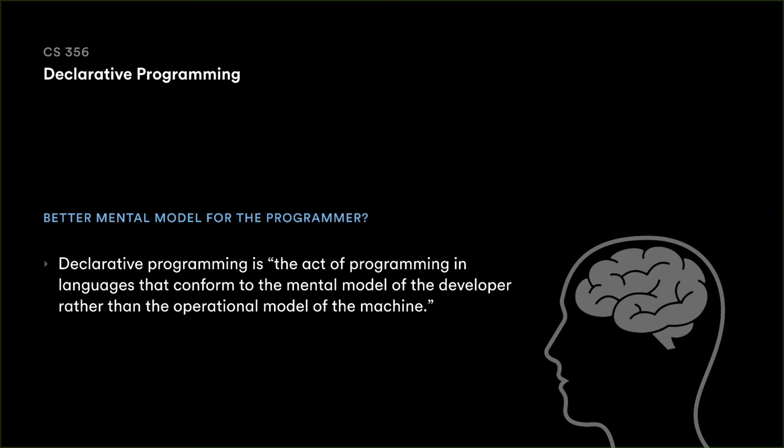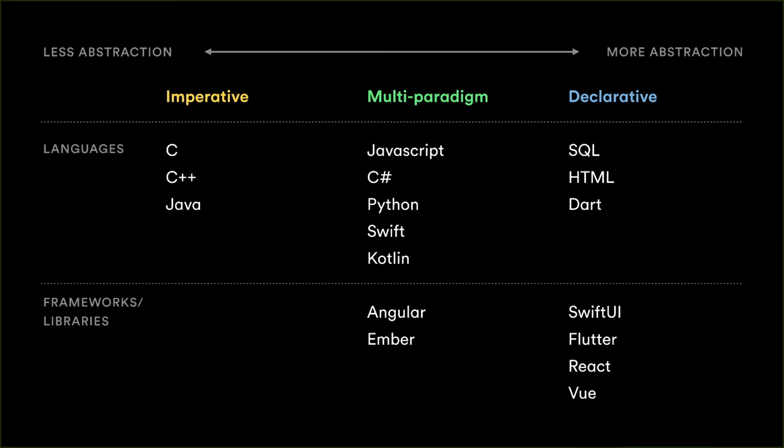So back to programming paradigms. Here are some examples of languages and frameworks that are built with different programming paradigms. For example, you have imperative languages such as C, C++, and Java.